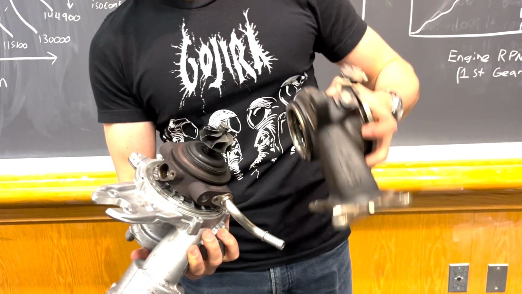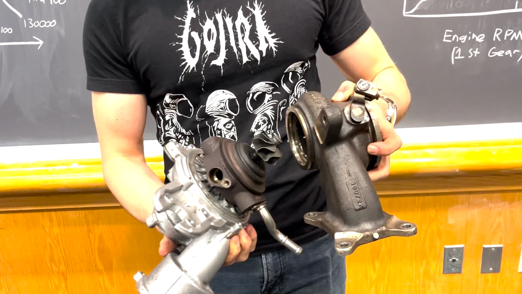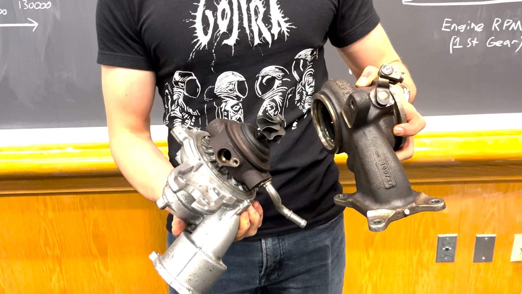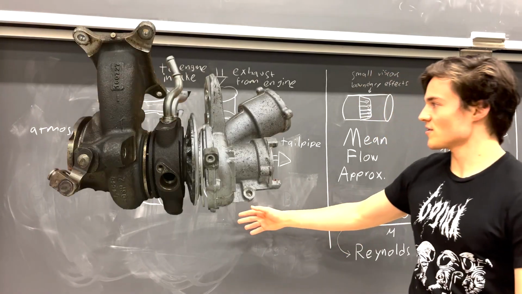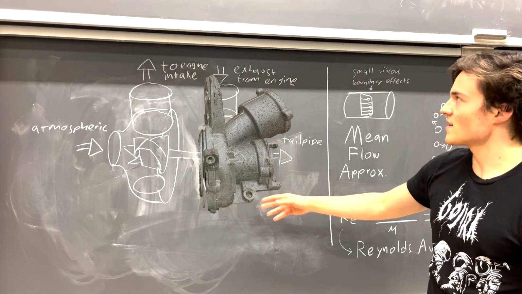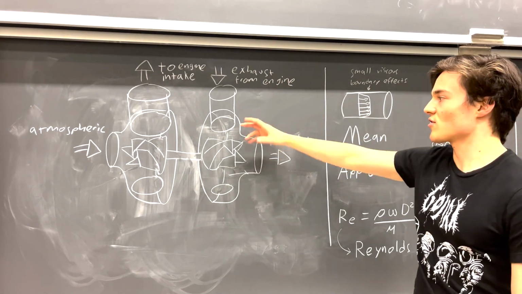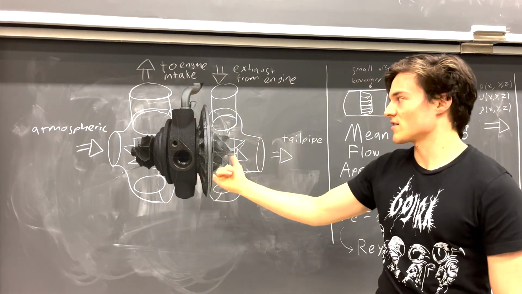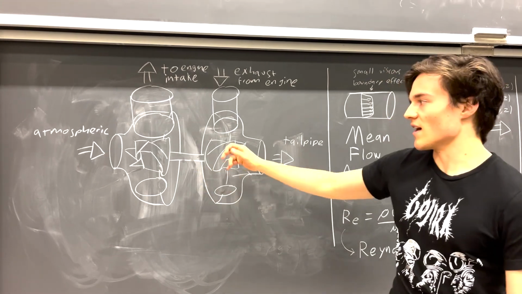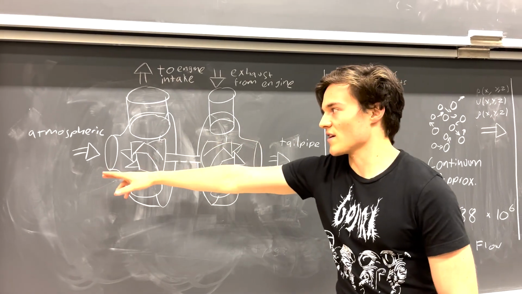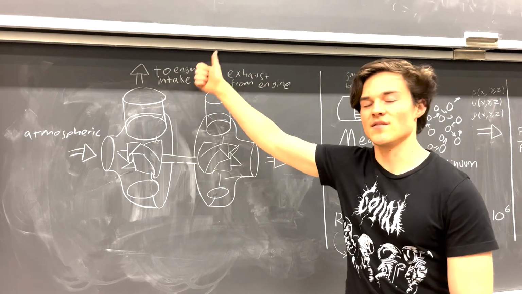And this turbine is powered by the exhaust coming out of the engine. These two sides are connected by a shaft. Here's a diagram of the inside of the turbocharger. This is the compressor side and the turbine side. Exhaust from the engine drives the turbine, and the compressor and turbine are connected by a shaft, so they spin at the same rate. The compressor draws in air at atmospheric pressure, compresses it, and sends it to the engine.